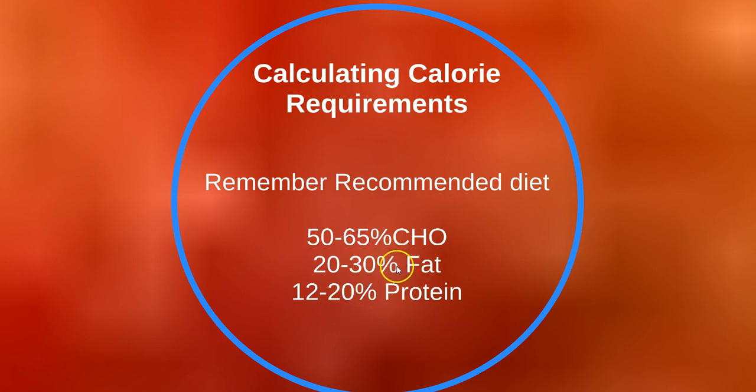We've got the 20 to 30% fat and the 12 to 20% protein. From an athletic point of view, obviously higher carb and higher protein would leave less room for fat. Otherwise, in a more balanced diet, when you're not doing a lot of exercise, you would probably come in at the mid-range for these.